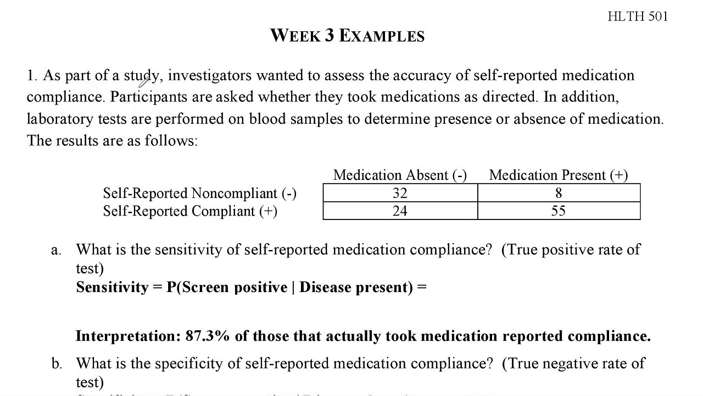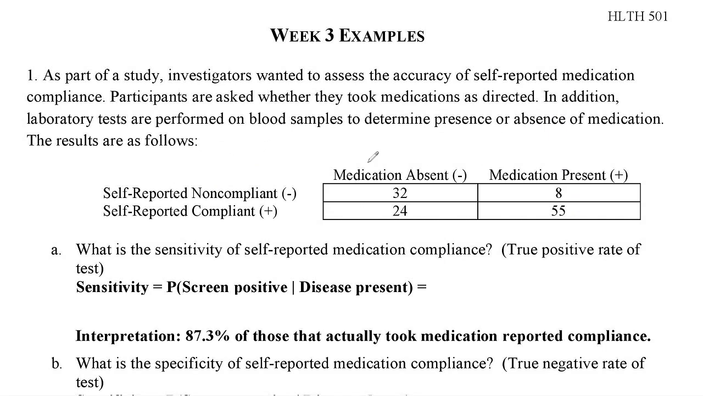The problem reads that as part of a study, investigators want to assess the accuracy of self-reported medication compliance. Participants are asked whether they took the medications as directed, and then laboratory tests confirm whether or not the medication was present or absent in the blood. So they're going to check up on them. It's like, we're not trusting you, we're doing the blood test here.